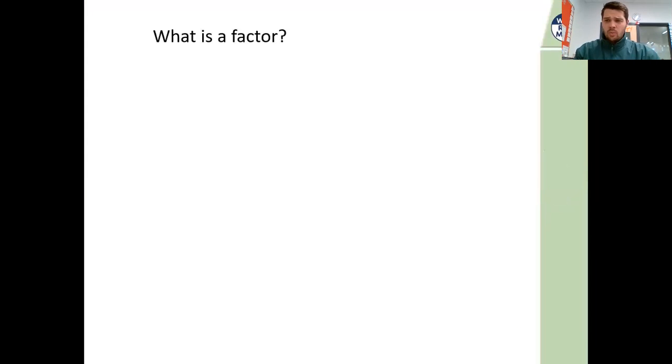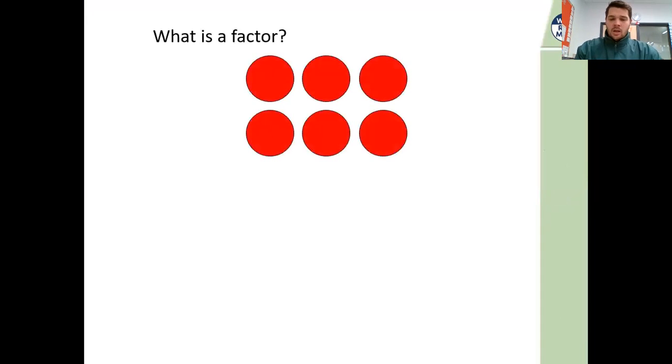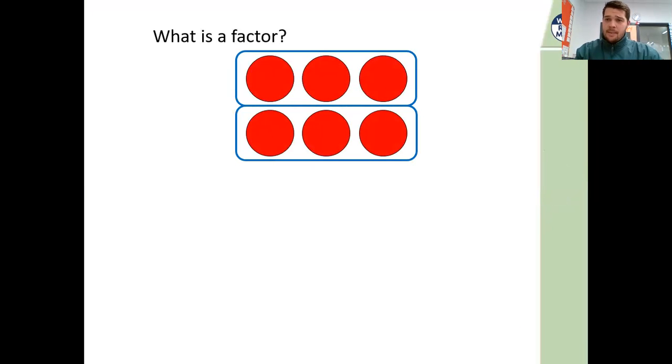So what is a factor? Essentially, a factor is any number that can be multiplied to get to another number. For example, if I have 10, 2 is a factor of 10 because I can do 2, 4, 6, 8, 10. 10 is in my 2 times tables, so 2 is a factor of 10.